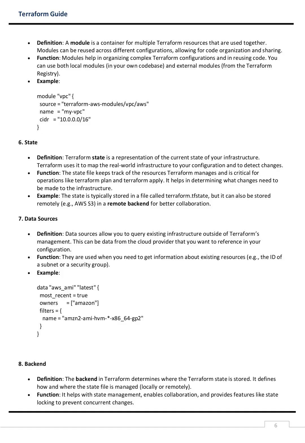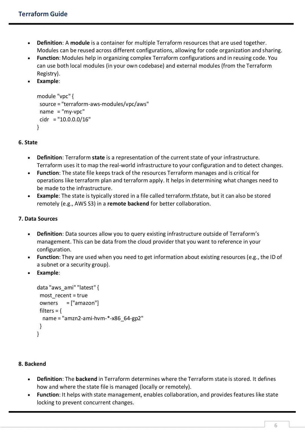7. Data sources. Definition: Data sources allow you to query existing infrastructure outside of Terraform's management. This can be data from the cloud provider that you want to reference in your configuration. Function: They are used when you need to get information about existing resources, for example the ID of a subnet or a security group. Example: data "aws_ami" "latest".